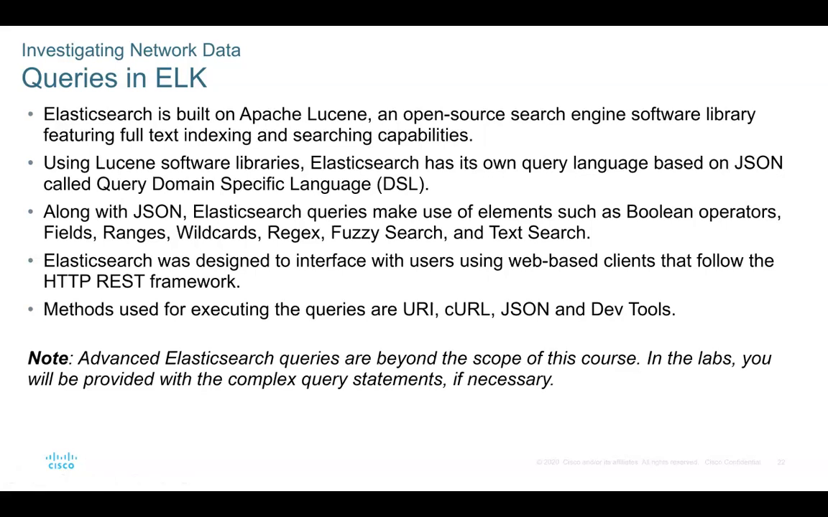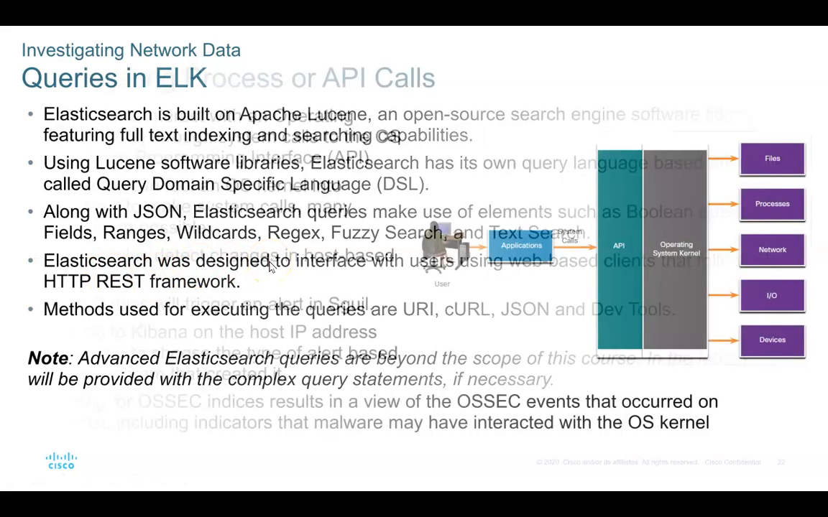Elasticsearch is built on Apache Lucene, an open source search engine software library featuring full text indexing and searching capabilities. They use the JSON query language, and along with JSON, Elasticsearch queries make use of elements such as Boolean operators and so on. Okay, this is all good to know.